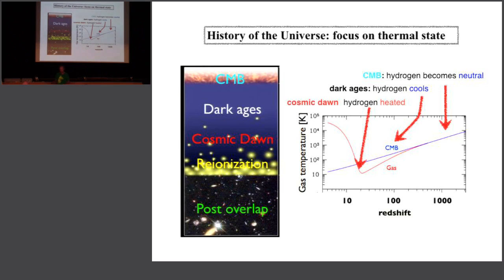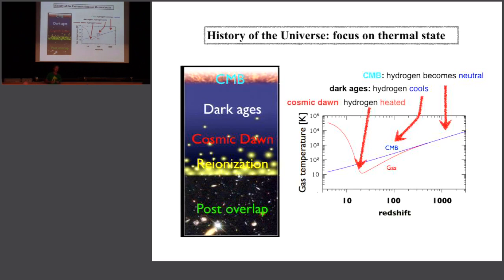And this is something we would like to test. We'd like to see if this is actually happening in the universe. And you can imagine that where exactly the gas becomes hotter than the CMB, how fast that happens, and how it happens as a function of position on the sky, has extremely interesting information on, say, the nature of the very first sources, right?